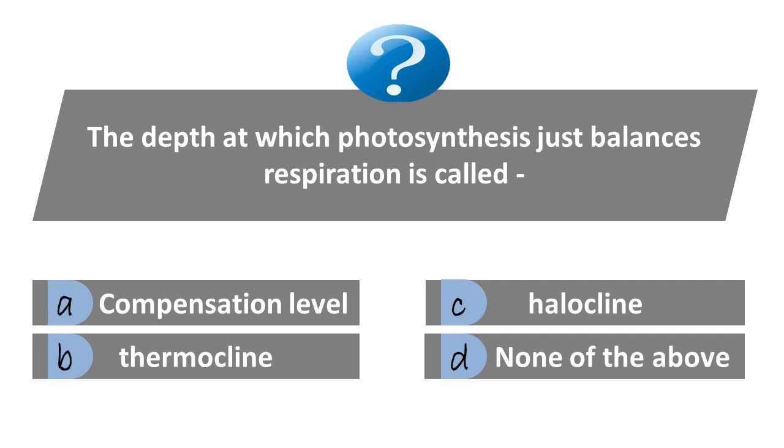The depth at which photosynthesis just balances respiration is called blank. A. Compensation level, B. Thermocline, C. Halocline, D. None of the above.